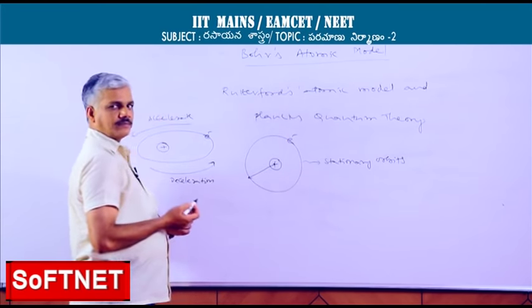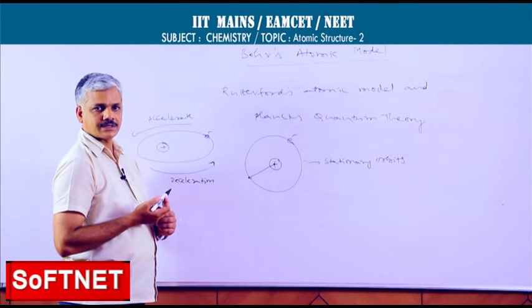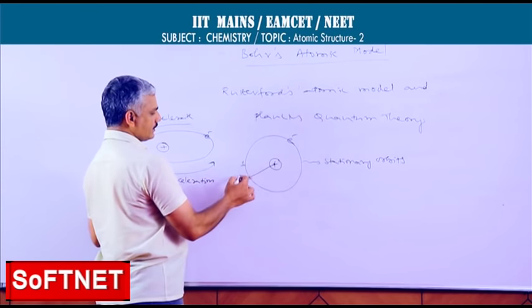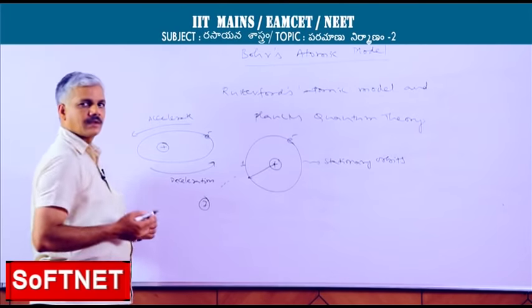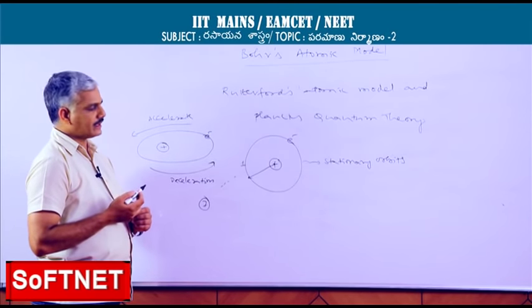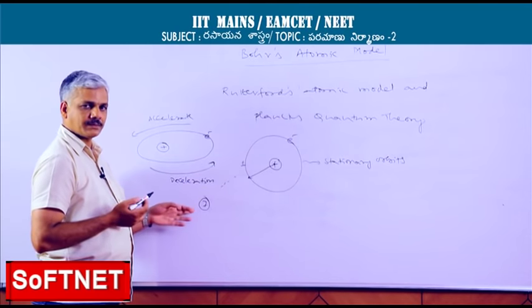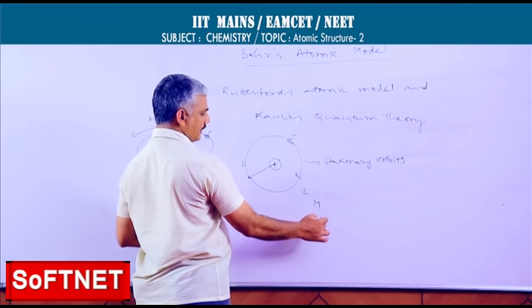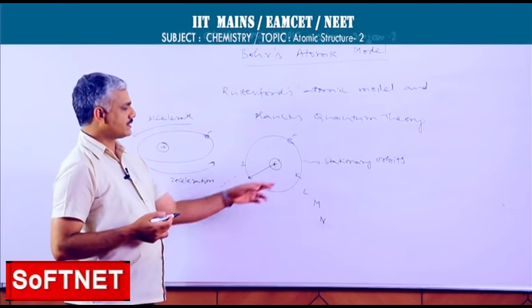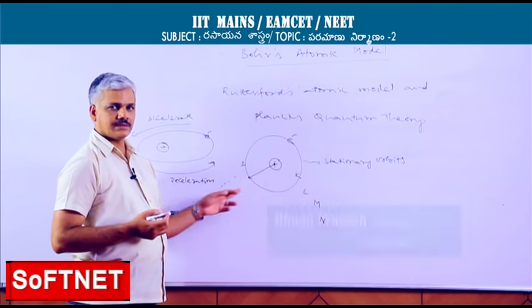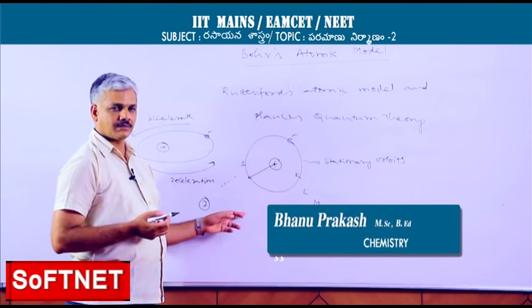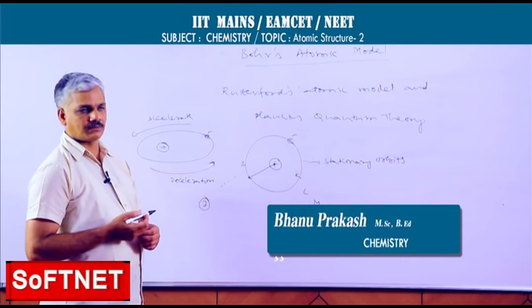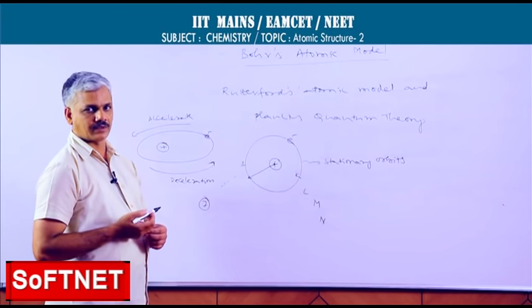So how many orbits are possible for any atom? Theoretically, for any atom or any element, the number of orbits possible is infinity. Practically, that number has been restricted to 7. The orbits can be designated either with numbers like 1, 2, 3, 4 up to 7, or you can make use of alphabets like K, L, M, N, O, etc. K stands for the first orbit, L stands for the second orbit, M stands for the third orbit, and so on. You can make use of these designations while solving problems based on Bohr's atomic model.